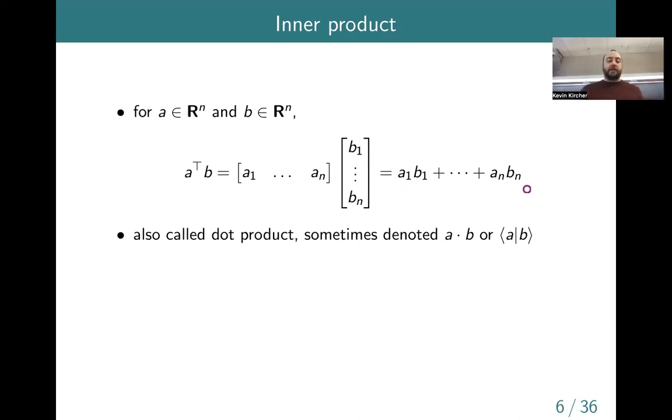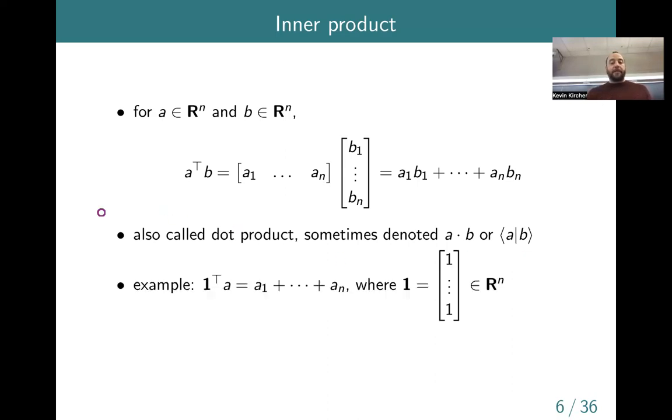And in other books, or other classes, you might see this denoted as A dot B, or in a physics class, you might see it with the bra and ket, the sort of bracket notation. That's also called a scalar product or a dot product, but it all means the same thing. And then one example that we'll use a fair amount is if you take the dot product of a vector of all ones, so this is an n-dimensional vector with 1 in every element, and you multiply it by a vector, you just get the sum of the elements in the vector.